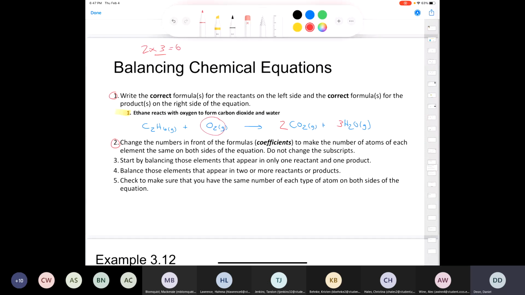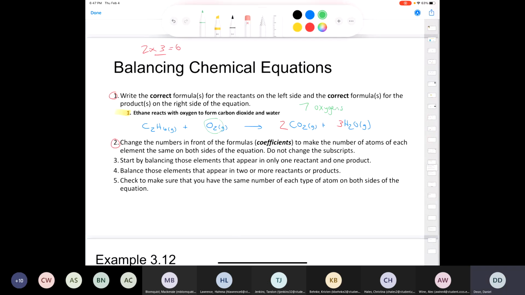Now let's look at the oxygens. Could anybody answer me, how many total oxygens do I have on the product side? Total number of oxygens on the product side. The answer is 7, right? I have 2 times 2, which is 4, plus 3, which gives me a total of 7. So on the product side, I have 7 oxygens.